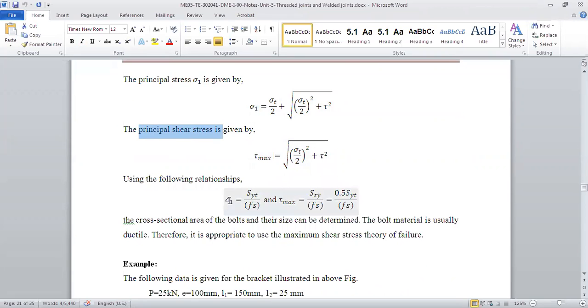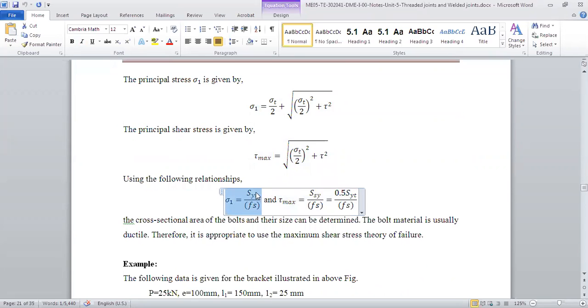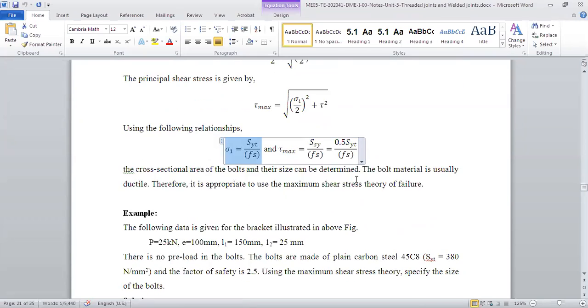So we will see whichever stress, either by principal stress theory or maximum shear stress theory, and we can calculate the diameter. As I said here, sigma 1 is equal to SYT upon factor of safety, and tau is equal to SSY, which is 0.5 SYT upon factor of safety. So we will consider both of these, and whichever gives the maximum diameter, we'll use that diameter for our design. And we have to use the combination because we have tensile as well as shear stresses. Okay, are you getting my point? So this is clear.